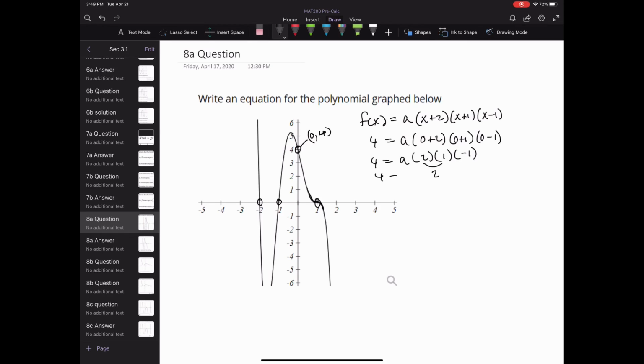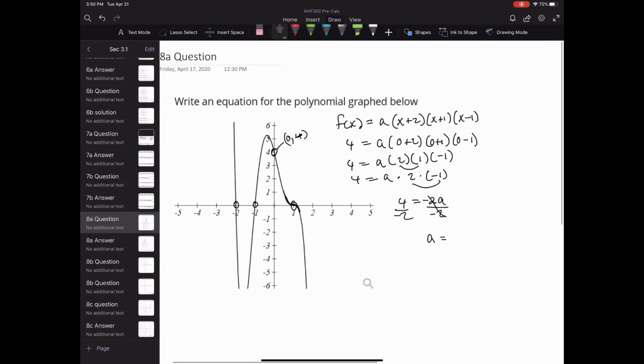So you're going to get 4 is equal to a, 2, and bring down this negative 1. Everything is being multiplied. Keep that in mind. 2 times negative 1 is negative 2. So you're going to get 4 is equal to negative 2a. Divide both sides by negative 2. And you're going to get a is equal to negative 2.